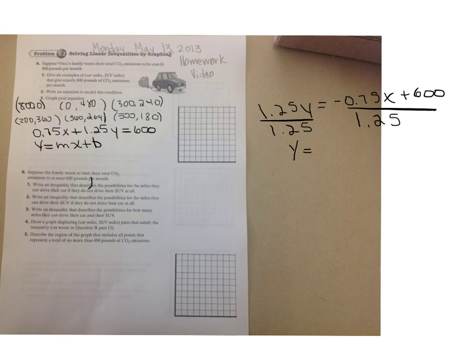Then y equals 7/500 divided by 1 25/100, which is a negative 6/10 x plus 600 divided by 1 25/100 is 480.